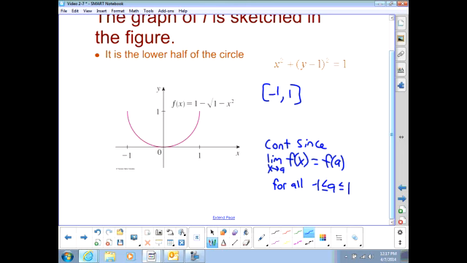Now remember, at the endpoints, we think of it as continuous from the left for the right-hand endpoint and continuous from the right for the left-hand endpoint, because it's not defined beyond those values.